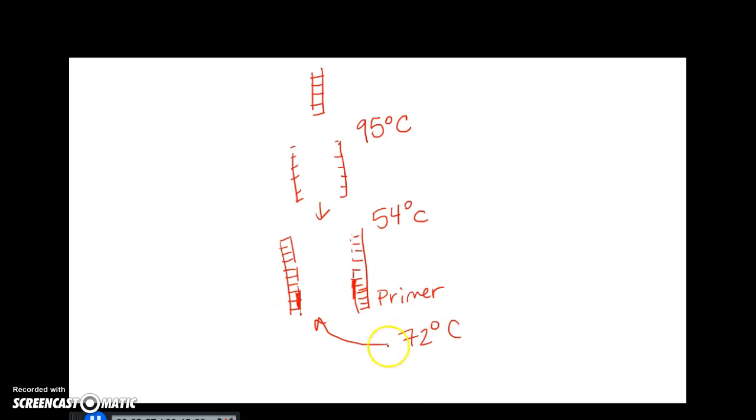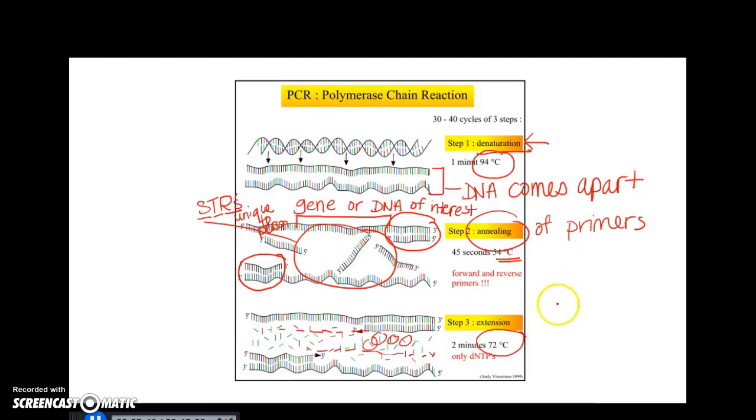And so right after this, after the 72 degrees, the machine will heat back up, and these will split again. It'll cool down, primers will attach, everything's going to go over and over and over. So the thermal cycler just literally cycles between these three temperatures. Okay, and so once the extension portion is over, it'll go back to denaturation. And we can set it for however many cycles we want.